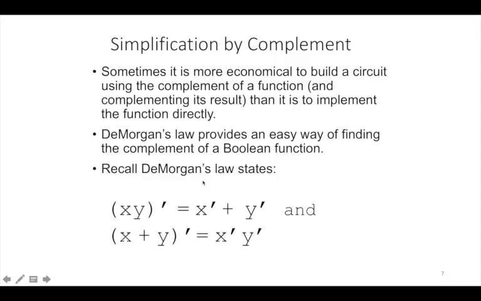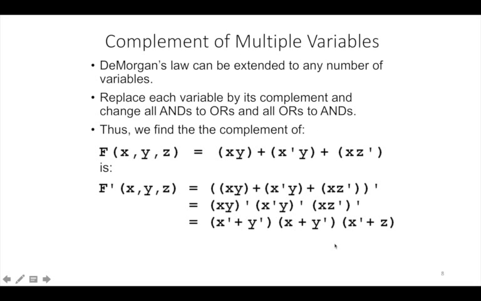De Morgan's law says that x AND y and the whole thing complement equals x complement OR with y complement, and in the OR form, we have x OR y complement equals x complement AND y complement. In the case of multiple variables, we can also perform the complement operation the same way. Specifically, we can replace each variable by its complement and change AND to OR and OR to AND.